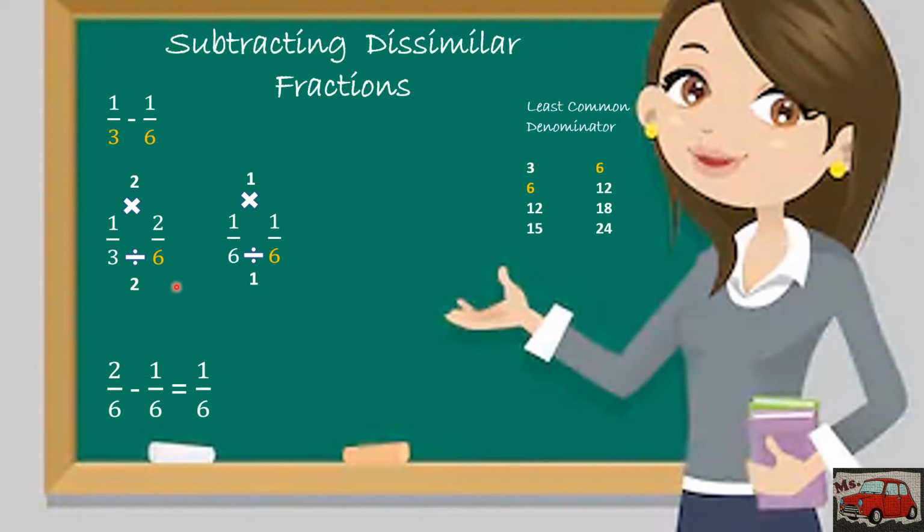Now, next step is to divide 6 by 3. And then the answer is 2. Now, the answer 2, multiply natin sa numerator. So, 1 times 2. So, that is 2. So, the equivalent fraction of 1/3 is 2/6. So, for the 1/6, ang denominator niya is 6. So, 6 divided by 6, 1. And then yung 1, multiply natin sa numerator, 1 times 1, then 1.